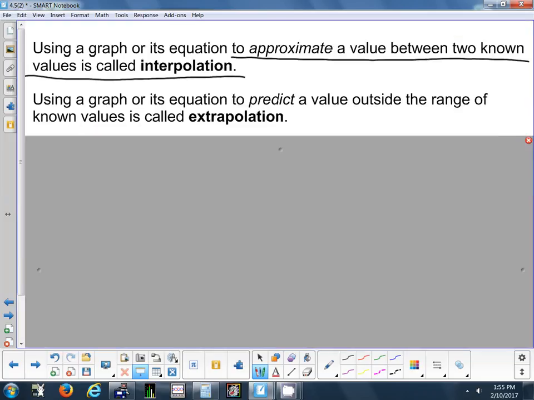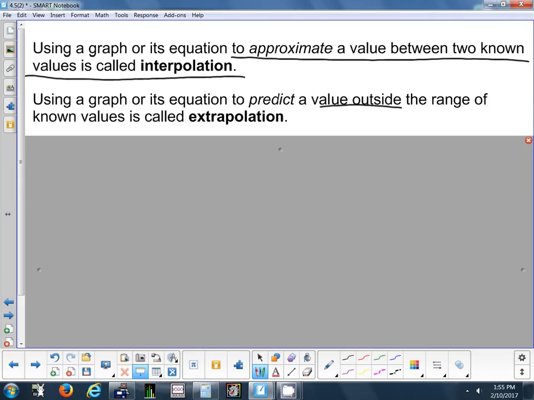Now, we can also make another kind of prediction. Instead of predicting between two values that we know, we can predict beyond what we know. So you can go beyond the end of the table. So we could pick a number bigger and try to make a prediction.